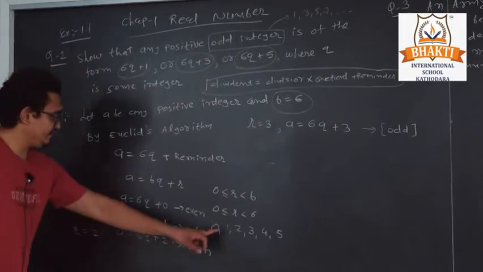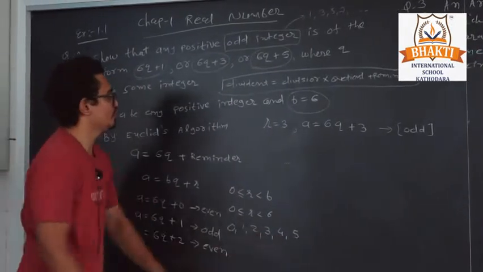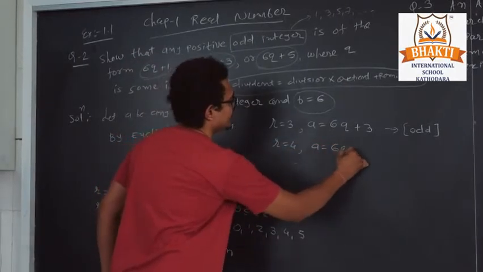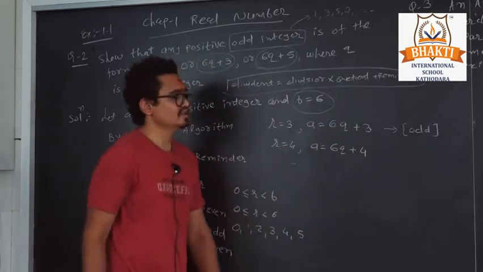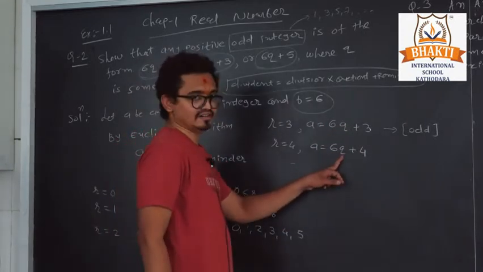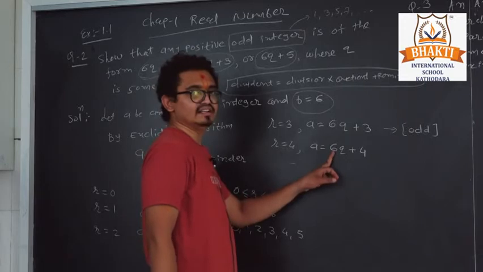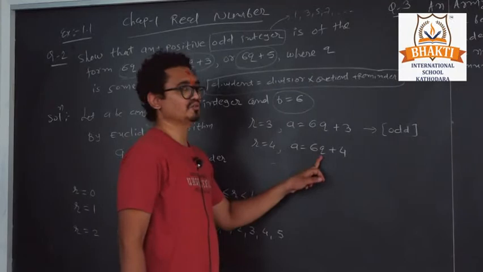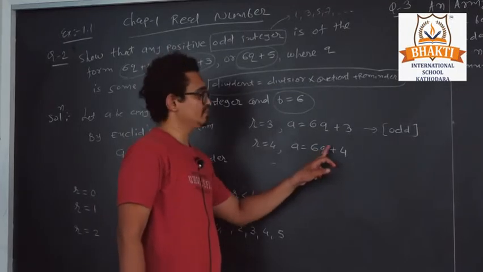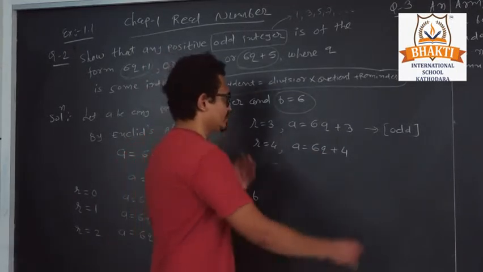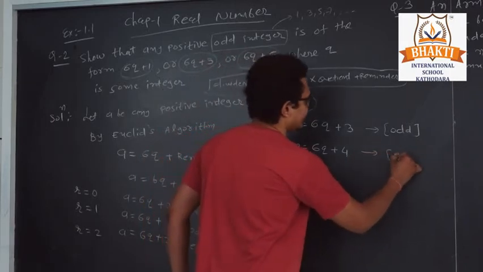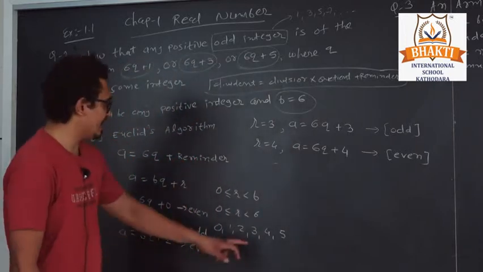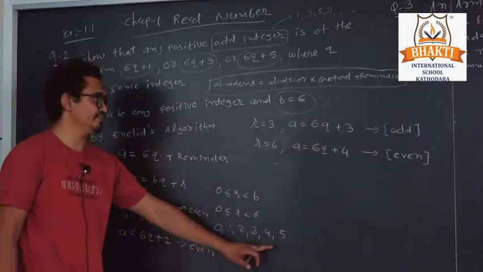Next case, if we put r is equal to 4, then a is equal to 6q plus 4. Now if we put q is equal to 1, 6 ones are 6, 6 plus 4 it will be 10. If we put q is equal to 2, 6 2s are 12, 12 plus 4 it will be 16. So here in each case, what kind of number do we get? Even number.